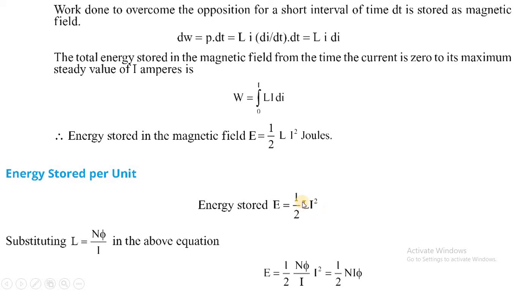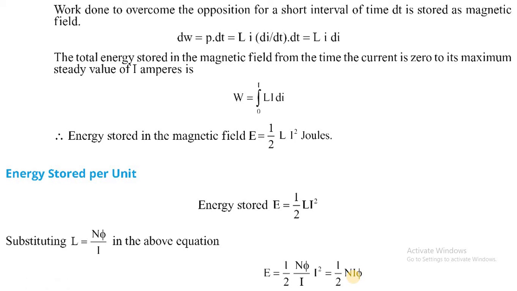Now what is L? L is the self-inductance. Self-inductance L is equal to N phi upon I. So I'll have another equation of energy stored: E is equal to half, L is nothing but N phi upon I. So I square will cancel with I, and I'll have one I in the numerator. So E is equal to half N I phi.